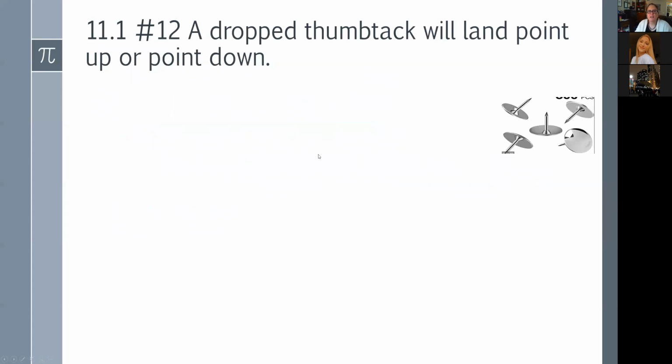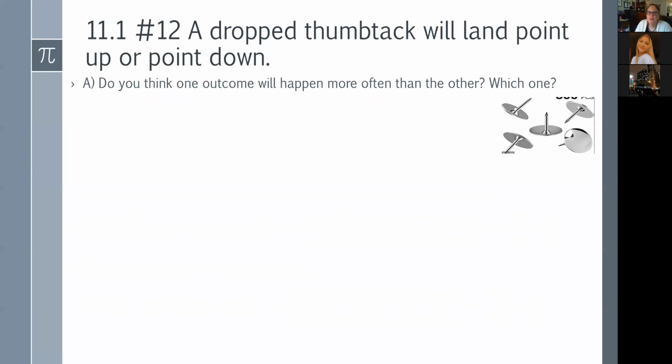Okay, we'll take a look at number 12 real quick here. It says a dropped thumbtack will land point up or point down. Do you think one outcome will happen more often than the other, and which one? Honestly, I didn't really have any idea, so I just guessed maybe it'll land point down more often.